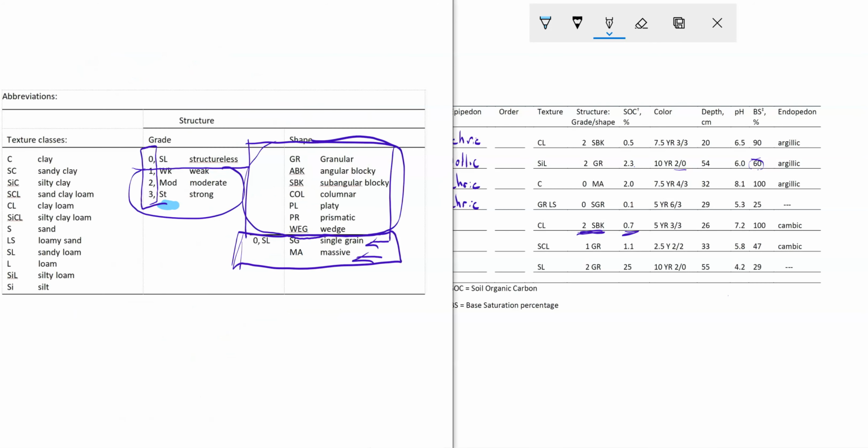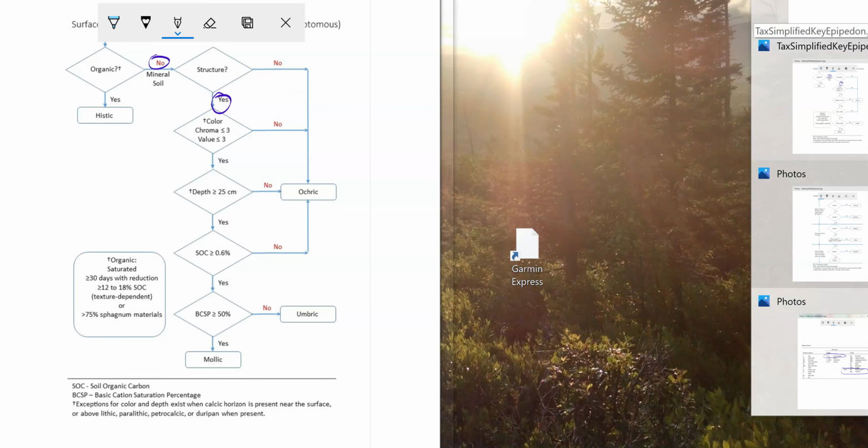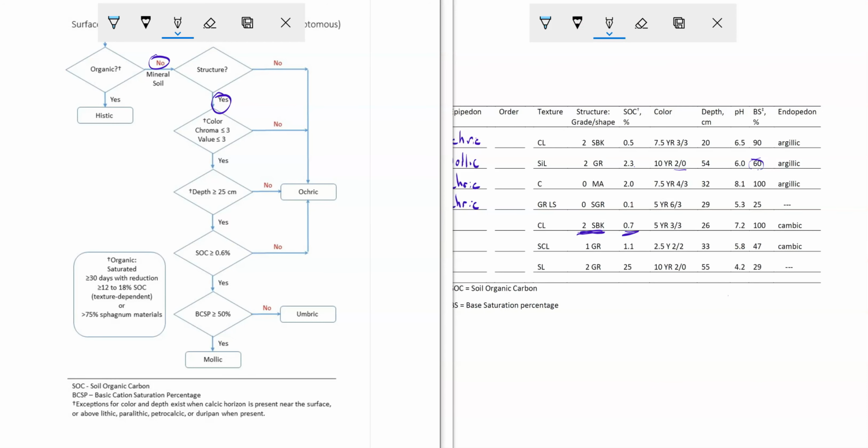Again, how do you know that? Well, you look at the key here that we had, and the only things that are structureless are single grain and massive. So if you've got single grain or massive conditions, you do not have structure. We call those structureless. And so when we're answering this question, does it have structure? That's what we're asking. So this one has structure.